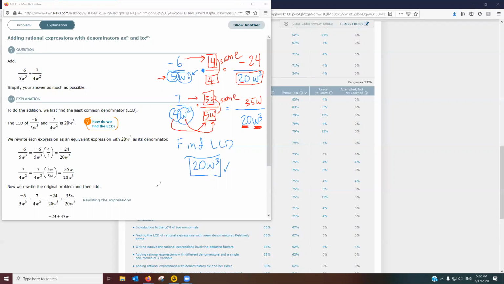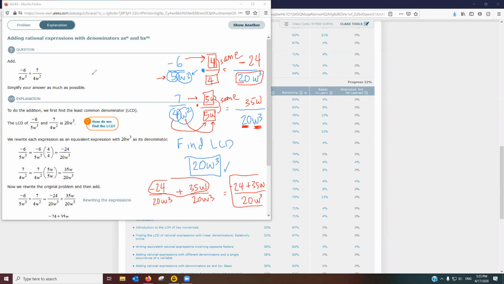All right, well, now I have this worked out as an addition problem with the same denominators. Let me write it. Here are the two fractions we have now. I have the same denominator, so the rule is keep the denominator as is and add the tops, the numerators, right? Add the top, -24 plus 35w. And that's the answer we're after: -24 plus 35w over 20w to the 3.